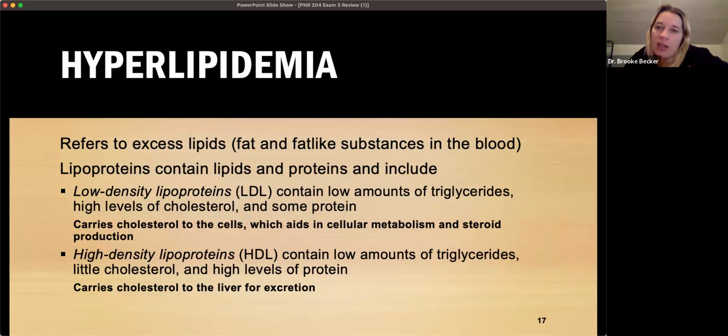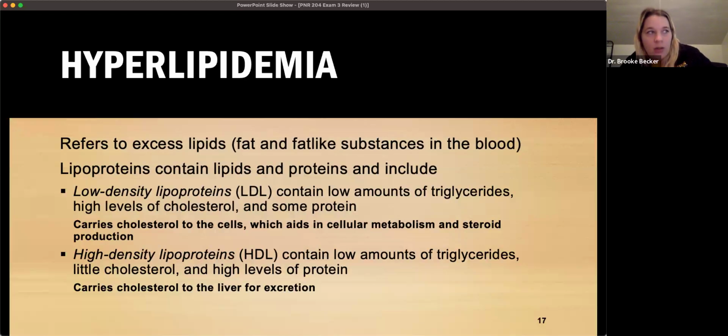Hyperlipidemia. So this is elevated lipids in the blood. Fat or fat-like substances in the blood are going to be elevated. Lipoproteins contain lipids and proteins, so that's another word that you might see. Low density lipoproteins, LDL, contain a high amount of triglycerides and high levels of cholesterol and some protein. So this carries cholesterol to the cells and aids in cellular metabolism and steroid production.